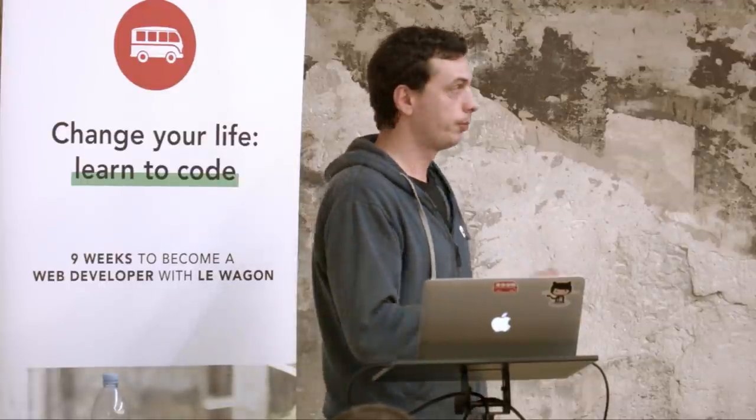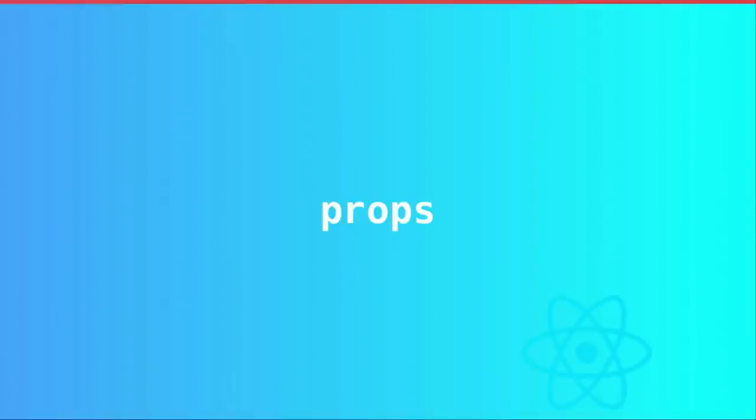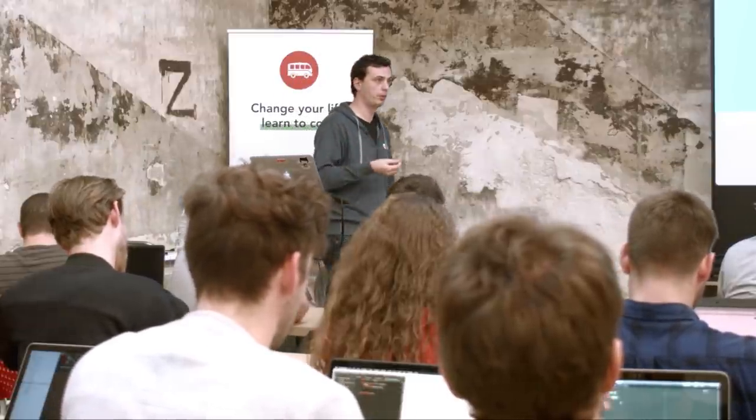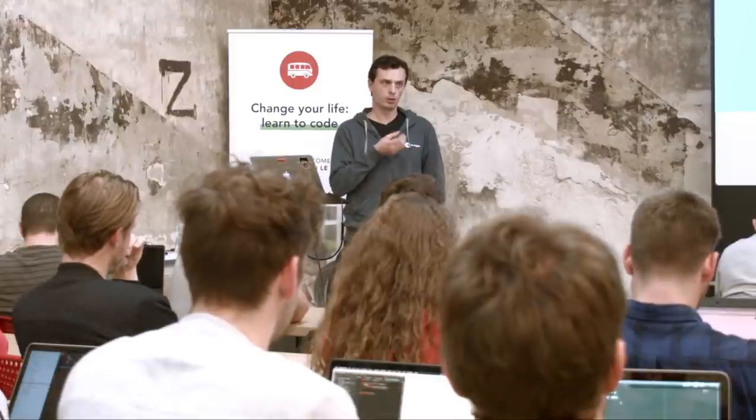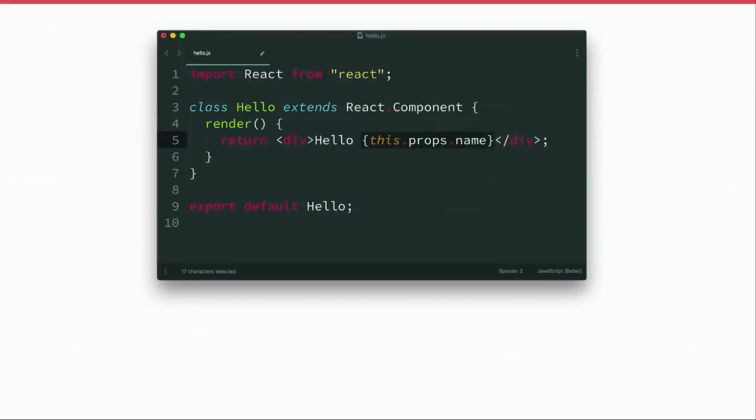Okay, so now we have a component, but the component is kind of dumb. It's just rendering text. We would like it to actually render stuff which depends on variables. In the end, we want to put some JavaScript like if conditions or variables, etc. We want to inject some properties into a component. So a way to do that in React is called props. Props is something that you can use in a React component to inject some dynamic variables. You can think of that like instance variables in a class.